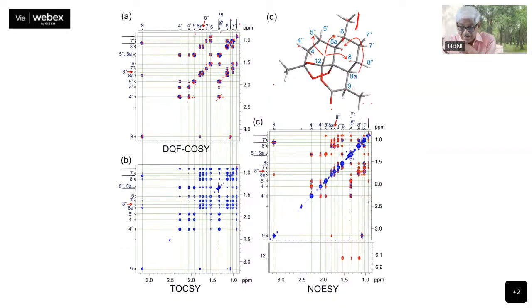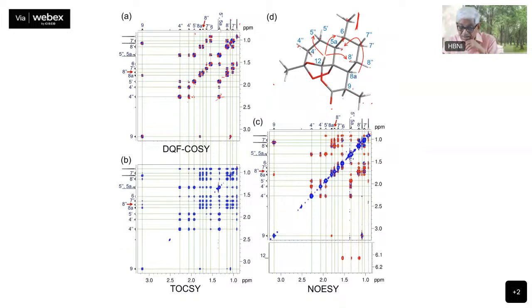Now let's look at the NOE part here. Notice one thing here. In the NOE, you have the blue and the red signals. And why is that? Because the NOEs have negative signs. For small molecules, the NOEs have opposite sign compared to the diagonal, and that is why you see opposite signs there.